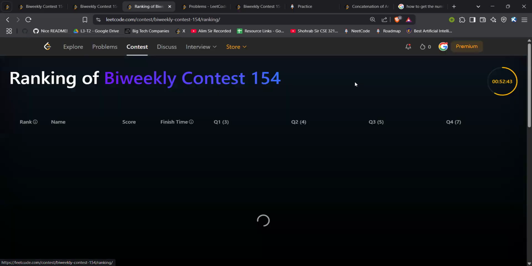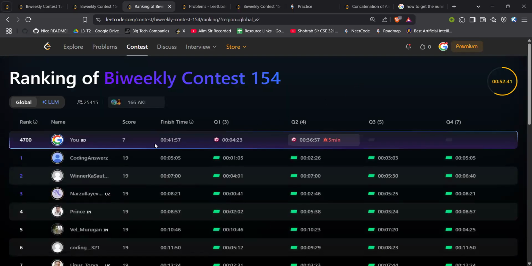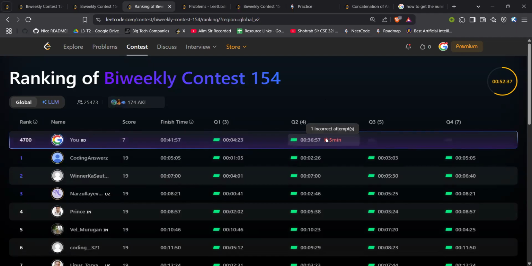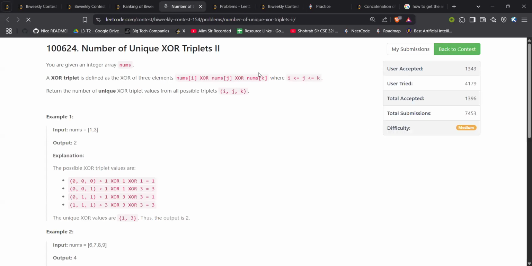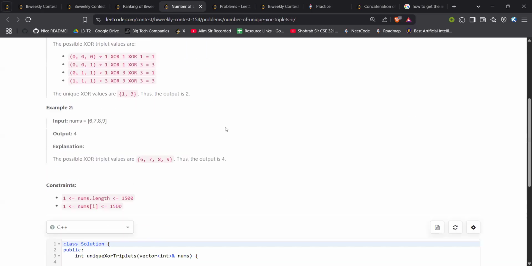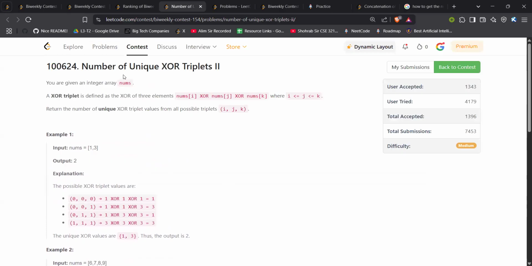So, can I see my ranking? It's pretty bad. Oh boy, this is not fair. This is absolutely not fair. But well, what we can do, let's just continue. We do have 1 hour left. I'm not sure I can solve this problem, but let's try. Okay, so what the problem statement says.